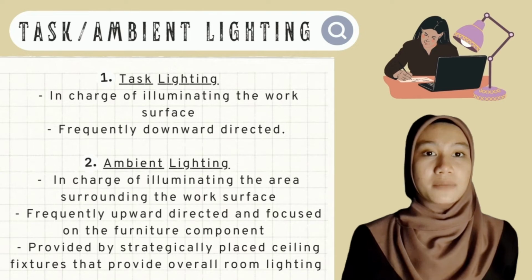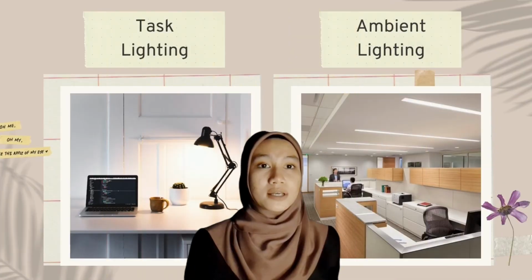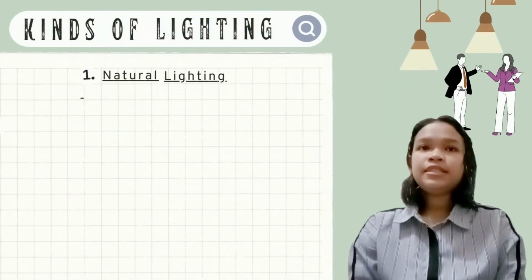Usually, task or ambient lighting results in an efficient, economical use of energy. Both of these lighting systems frequently require less wattage because light has to travel a shorter distance, 3 feet, to the work surface.